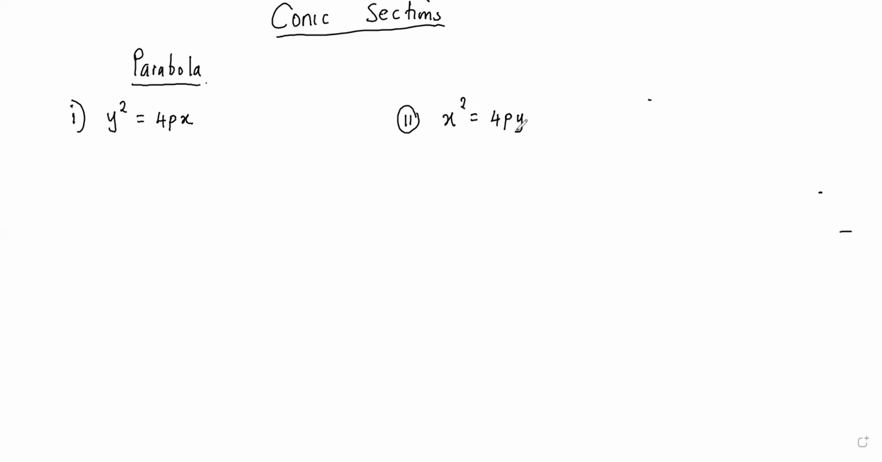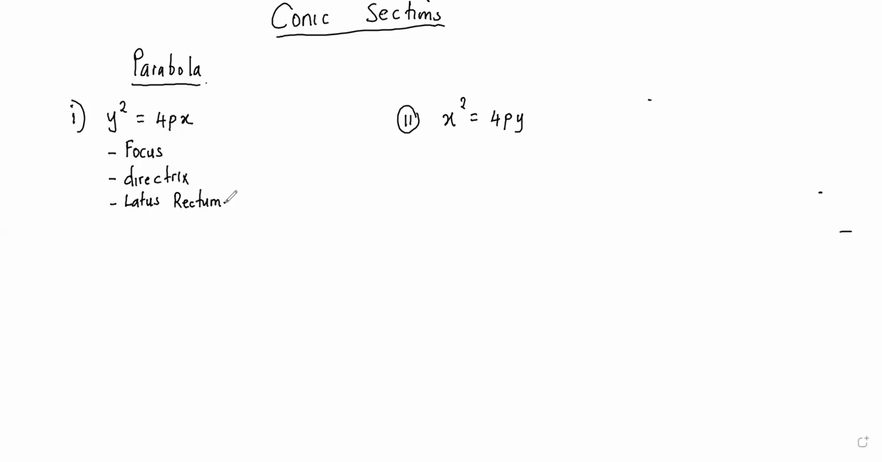And so if the vertex is at the origin, then there are only three things that are important. The first thing that is important is the focus. The second thing is the directrix. And then you may also need to talk about the latus rectum, maybe just in the interest of finding the distance.